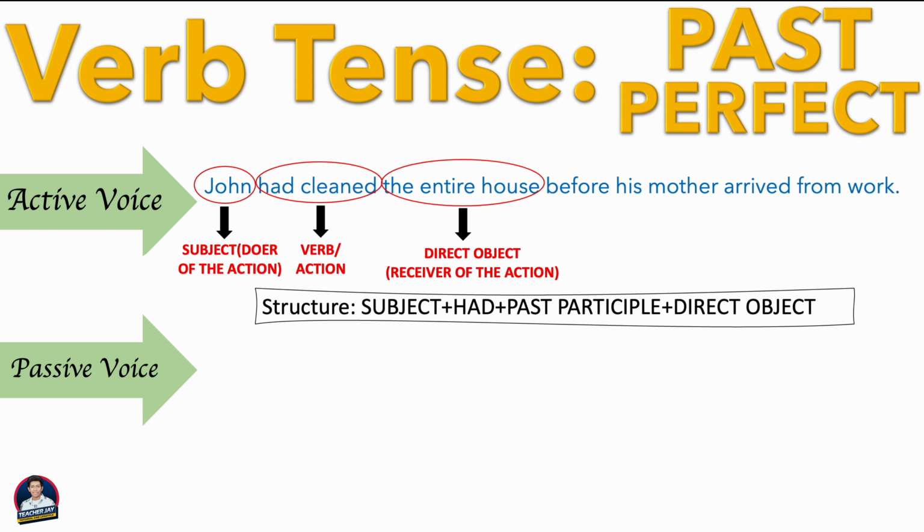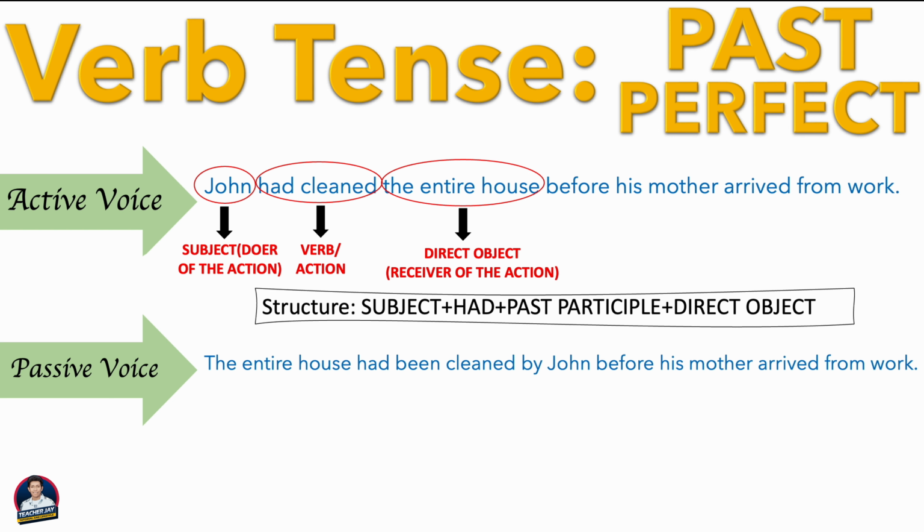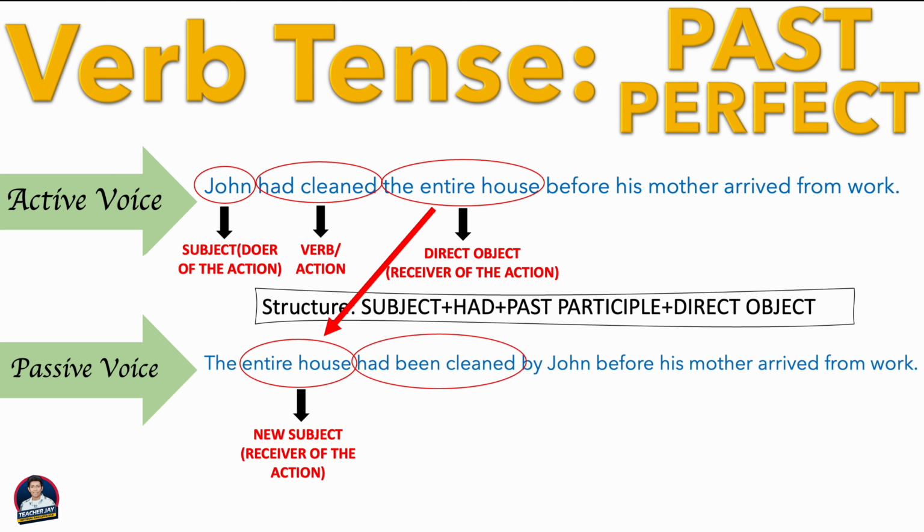To change this into passive voice, again, our subject and the direct object just need to exchange their places. So this becomes, the entire house had been cleaned by John before his mother arrived from work. So in this example, we have the new subject, the entire house, whose role is only to receive the action, had been cleaned. And there's a new verb structure here, from had cleaned to had been cleaned. And then the doer of the action here, by John.